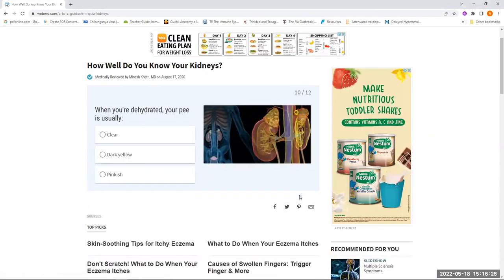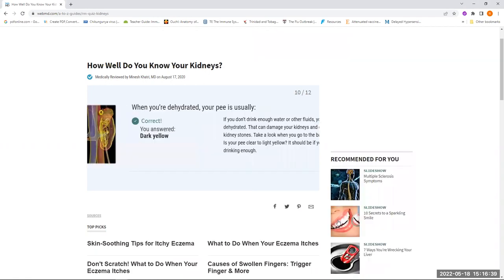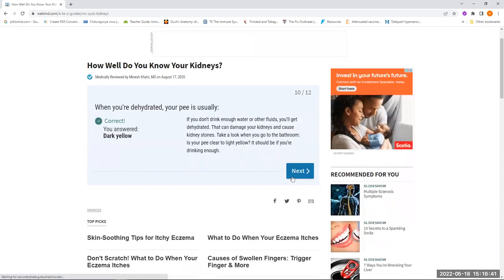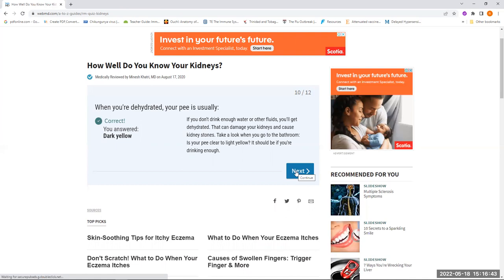When you're dehydrated, your pee is usually what color? So think about it, when you're dried out. Let me see a new hand. I want to see a new hand. Dark yellow. Let's have a look. Dark yellow, and correct. So it's always good to take in your water.